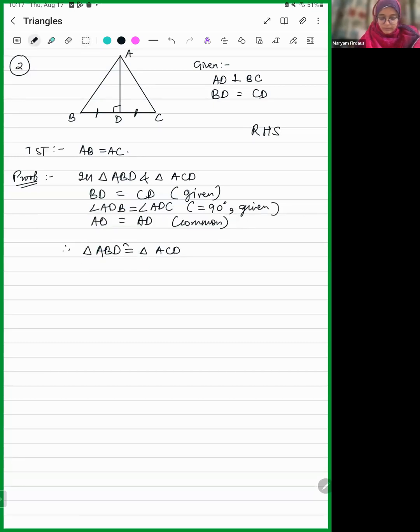Is congruent to. Done? Yes, ma'am. And therefore AB equals AC by CPCT. Therefore, ABC is an isosceles triangle. I'm done.